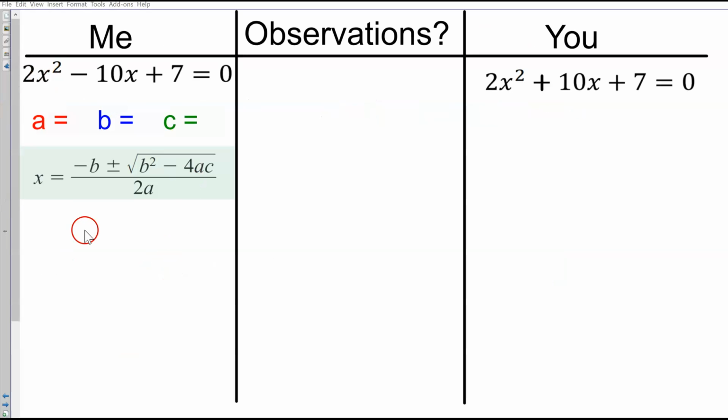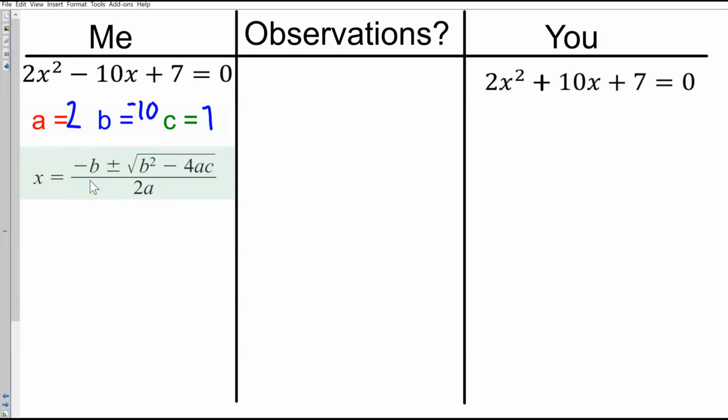So I'm going to do this question on the left, and you're going to do the question on the right. So here we go. First step is, when I'm given the equation, I always try and factorise it first. Now I know it's not going to factorise, but I would always be trying to do that first, just because it's faster. So I pick up my A, B and C. So we know that A is 2, B is minus 10, and C is 7. And then I plug that into this scary looking format.